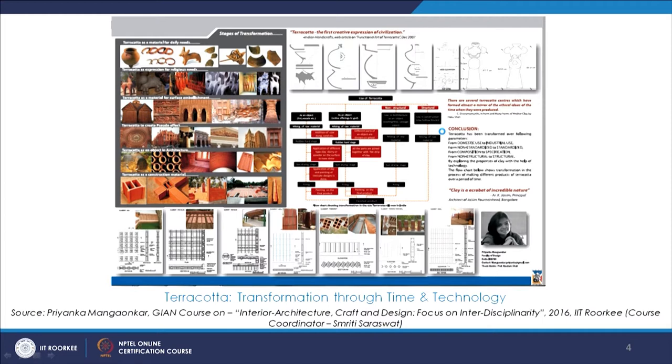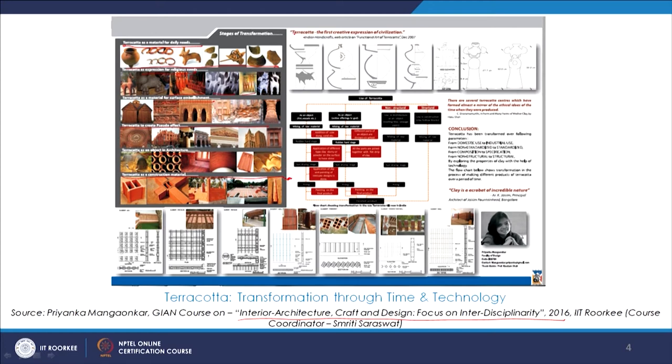She also delivered this lecture during the Gyan course, which was coordinated by me in 2016. She has been working on terracotta for almost 8 years now. Here we see how she has documented the stages of transformation of terracotta: from terracotta used as a material for daily needs, to the expression for religious needs, so for votive purposes, to creating pseudo effects for surface embellishment, object and architecture, and finally as a construction material which can be used for structural purposes as well.